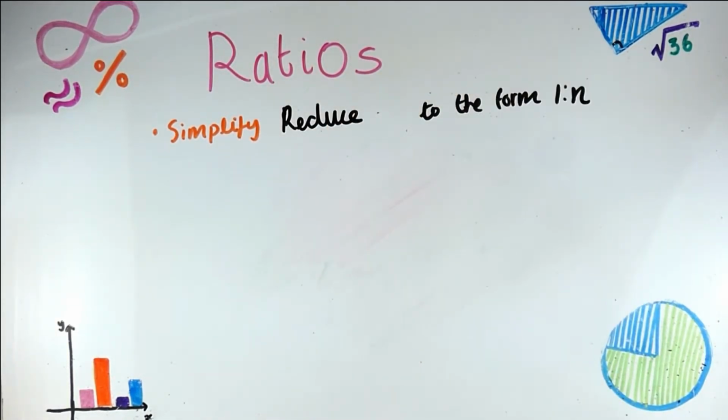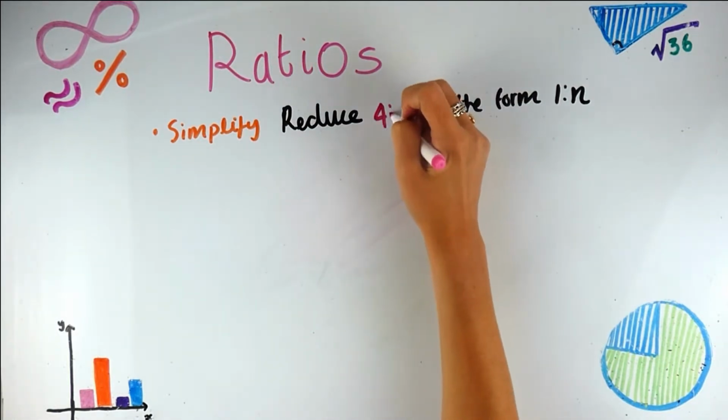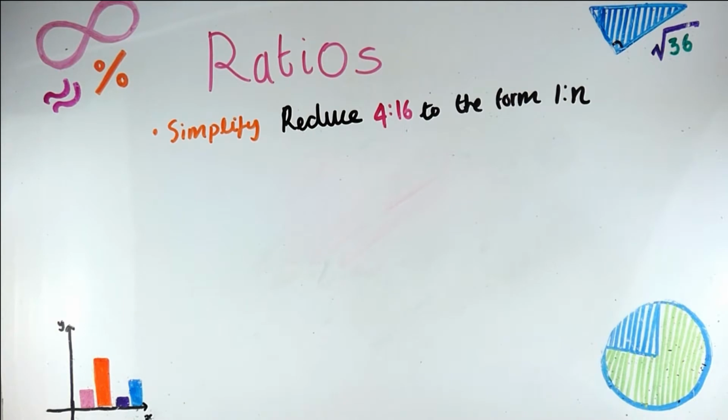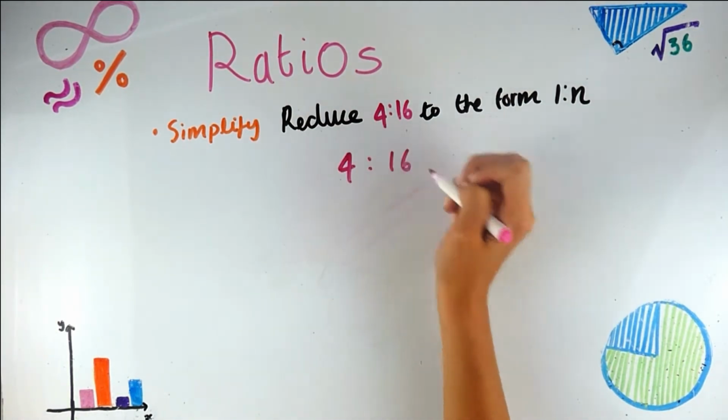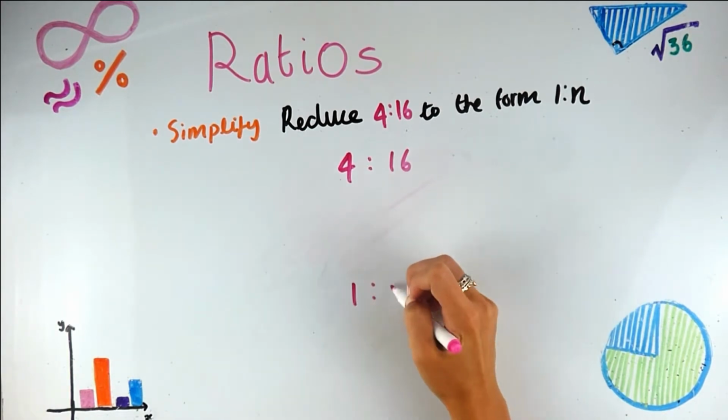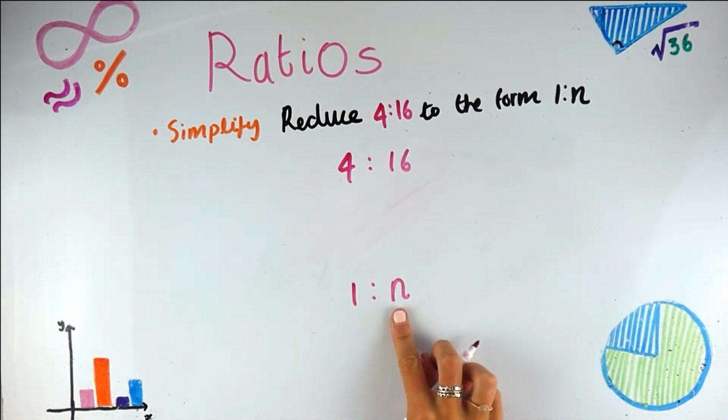So this is another style of simplifying ratios that you can get asked. Reduce a given ratio to the form 1 : n. So for example, I'm going to go 4 : 16, this ratio, reduce it to the form 1 : n. So we're starting with this ratio, and we want to end up with one that looks like this, but we're obviously trying to find n.